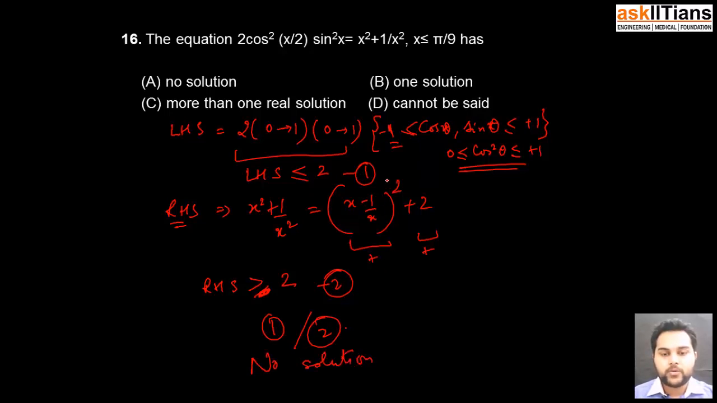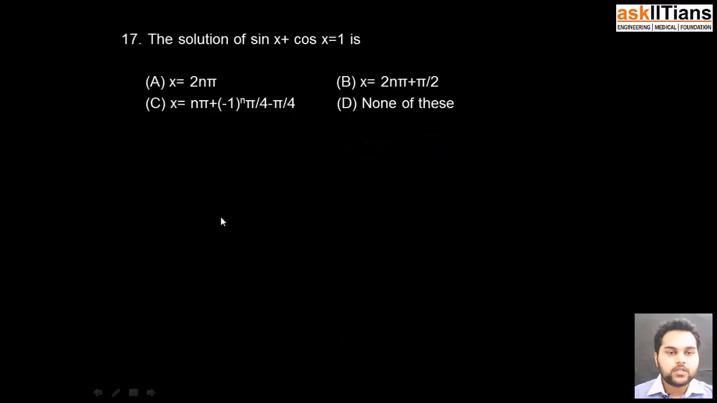I'm not able to get both the values to be equal for any value of x, hence I would get no solution. Moving on to the next question. The next question says solution of sin x plus cos x is equal to 1. That's a very easy one. We have already covered this in the intermediate steps of previous questions. Just divide it by root 2 both sides.